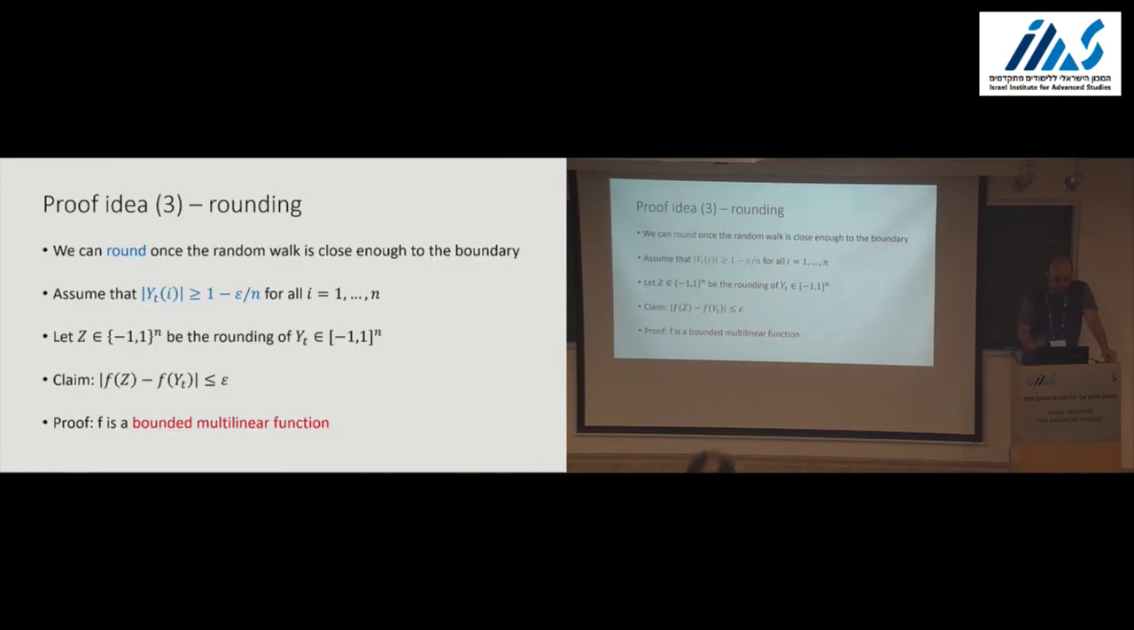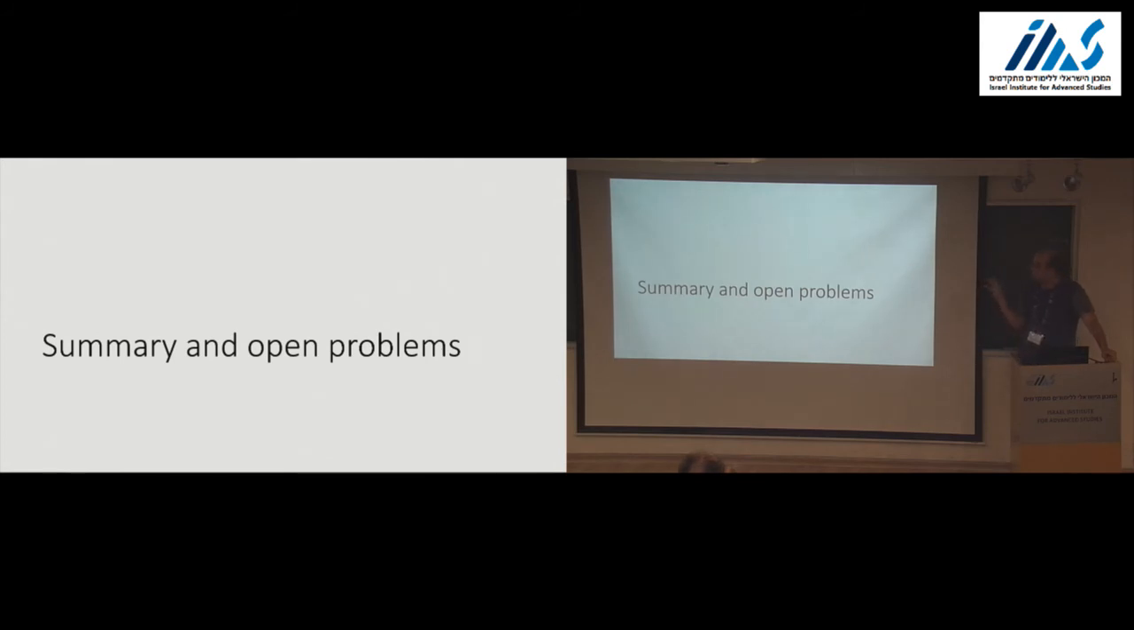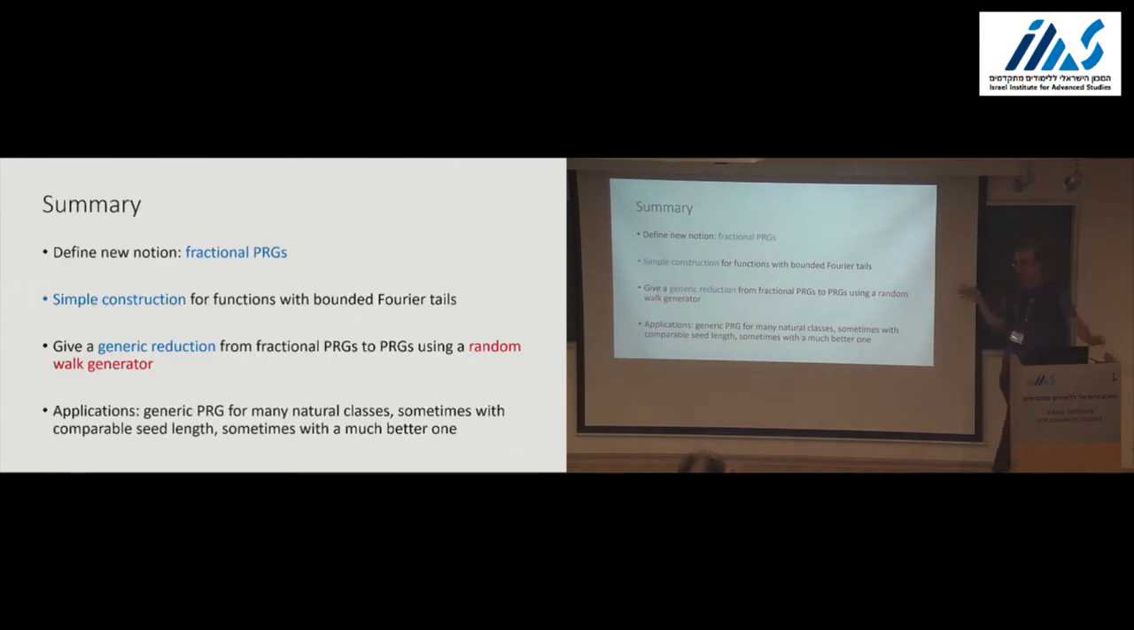Okay, so what have we done so far? And I want to spend some time talking about open problems, because I think there are many open problems that arise here. So I gave you this new definition of this fractional PRG that gets these fractional values inside the cube. And I showed you this one example where for many classes that people have studied, you can give this very simple construction that fools all of them. But then your distribution has to take fractional values, and necessarily takes fractional values. And then there's this generic reduction using a random walk that takes these bounded random variables and makes them converge very fast to a Boolean value, PRG.